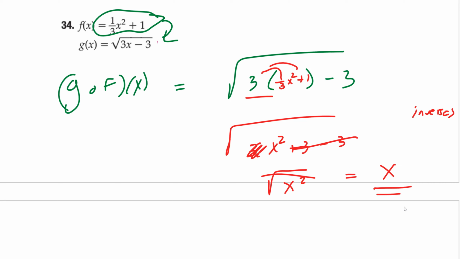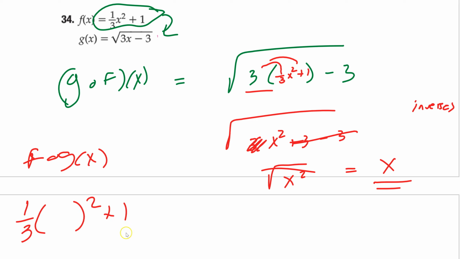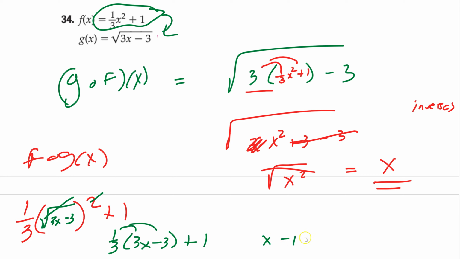And again, if you want, you could do it the other way also. You could plug g into f. I could do it the other way. So I'm going to plug that into there. So f is this. And let's plug in the g function, which was this thing. First thing that happens, the square and the square root cancel out. You get 1/3 of 3x minus 3, plus 1. Then we distribute the 1/3, and I get x minus 1 plus 1. And the 1s cancel, you just get x.